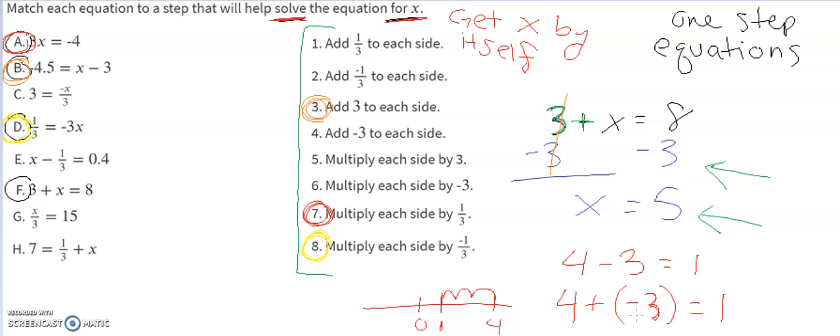So this step right here, the subtracting 3 that we did, I'm going to write over here, subtracting 3 is the same as adding a negative 3. So hopefully it seems kind of familiar from quarter one. Okay, so if there is no subtracting by 3, I need to look for an adding of a negative 3, which is number 4. So F and number 4 go together.